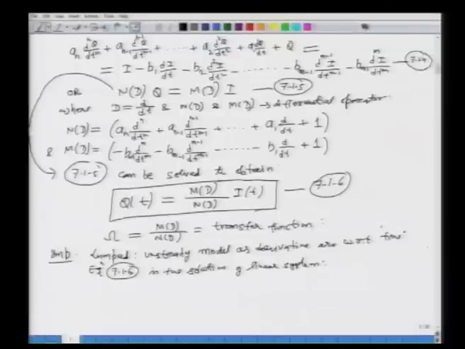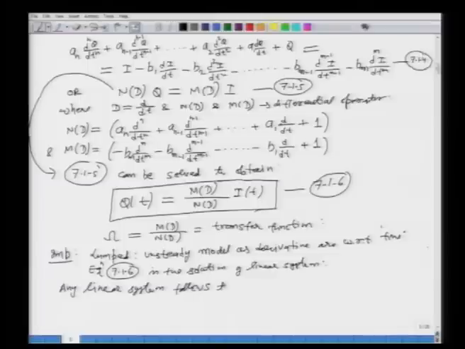So, we will look at these two basic principles of a linear system. Any linear system follows the following two basic principles. I am sure you have seen these earlier. Let me look at the first one, which is called the principle of proportionality.